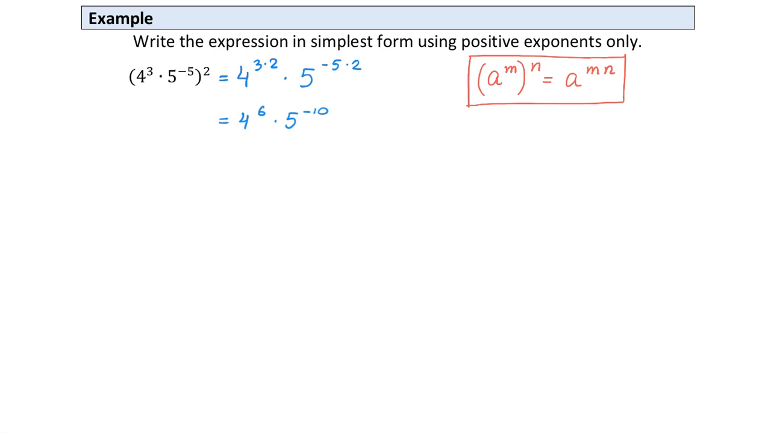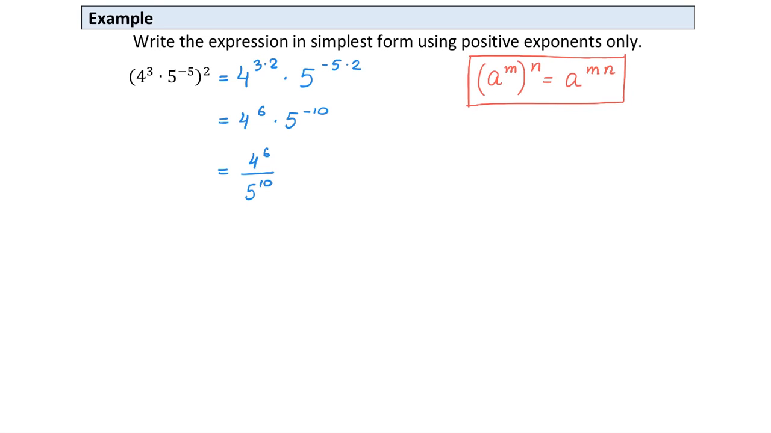Now we have this product, and 4 has a positive exponent, but 5 has a negative exponent. Therefore, we will move 5 to the denominator and we will make the exponent positive. So all this will be equal to 4 to the power of 6 over 5 to the power of 10. As you see, we moved 5 to the denominator and the exponent became positive. And now the problem is completed.